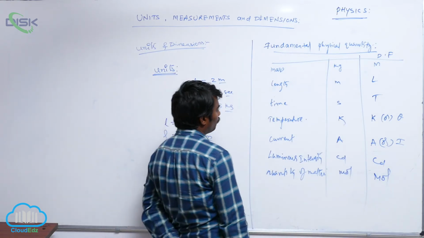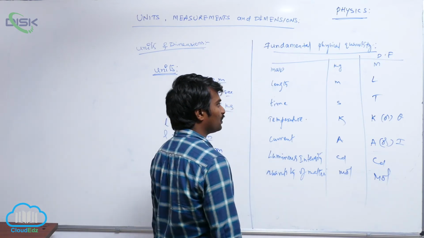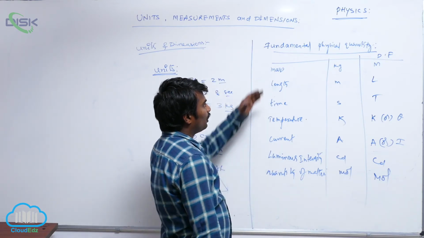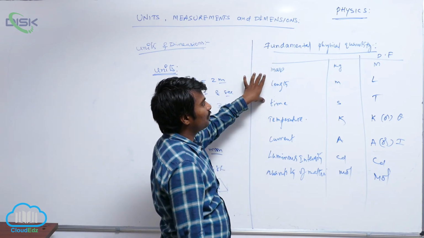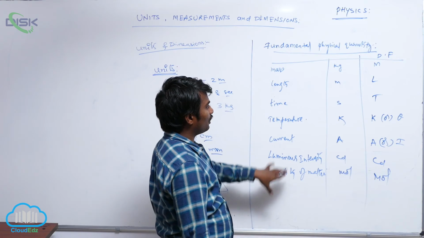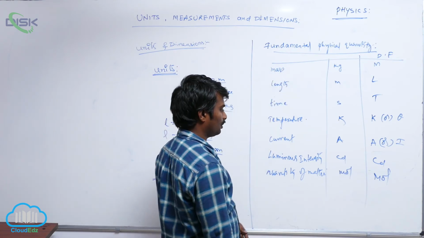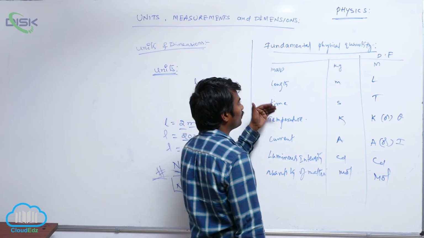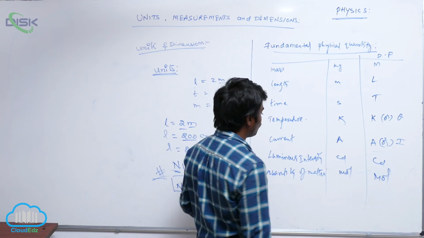These 7 physical quantities are called fundamental physical quantities or base physical quantities. Why are we calling those physical quantities fundamental physical quantities? Because these physical quantities' measurement does not depend on other physical quantities. That is the reason why I am calling these physical quantities fundamental physical quantities.